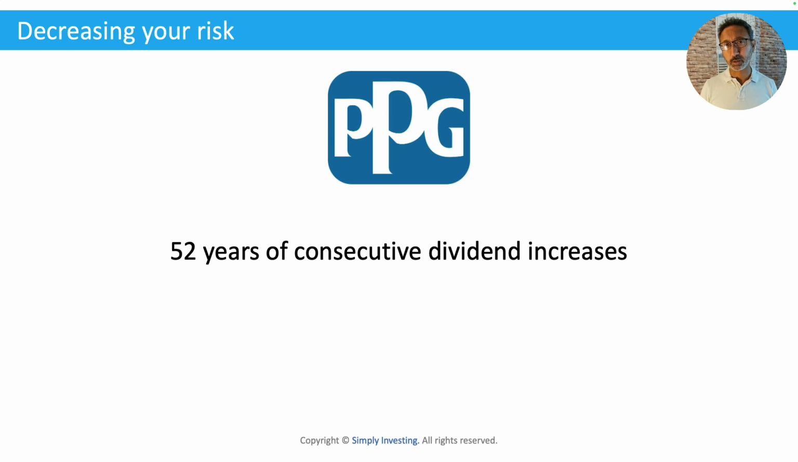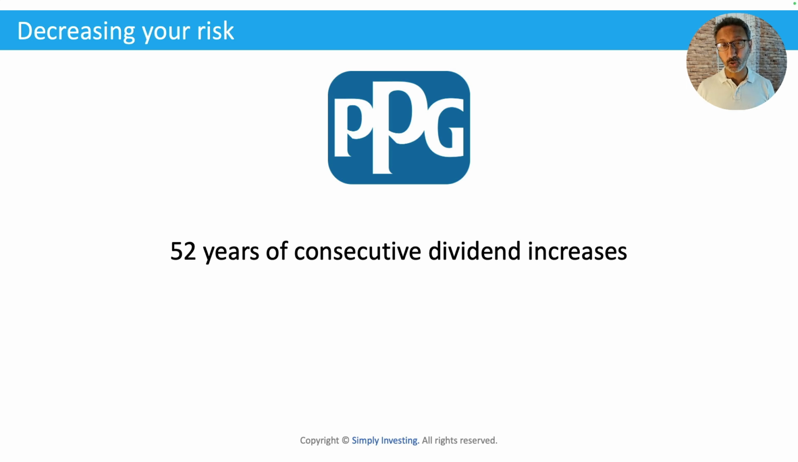Now, remarkable track record here. You can see it up on the screen. The company PPG has had 52 years of consecutive dividend increases. Think about how many market crashes we've had in the last 52 years, how many market downturns we've had in the last 52 years. But this company has continued to not only pay a dividend, but to increase it every year consecutively for 52 years.